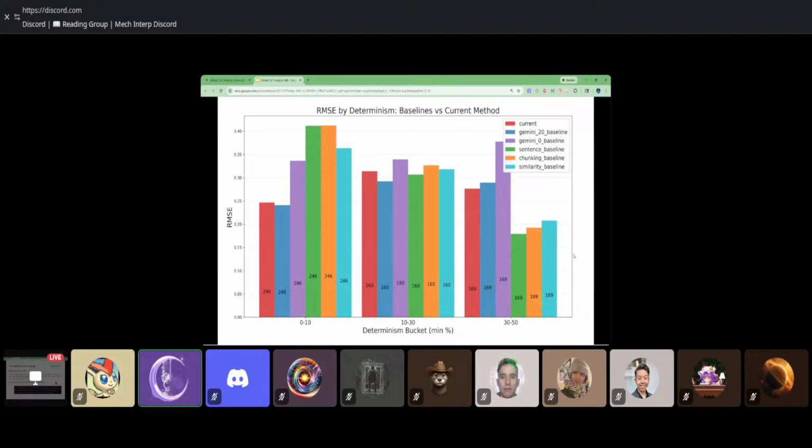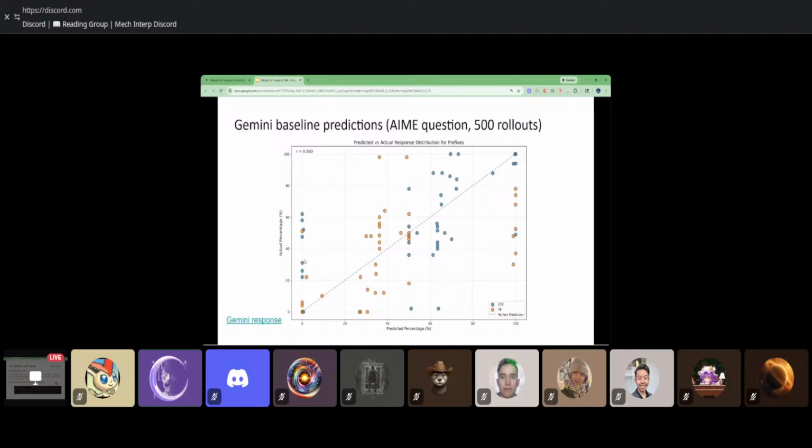We chose these prefixes randomly, basically by randomly choosing some length from our 1,000 chains of thought, and fixing a prefix of that length. And so some prefixes just have one or two sentences, and can basically go in many, many different directions, versus others are more deterministic. So one thing you might notice over here, 0 to 10 is our super deterministic prefixes, and on the left is RMSE. So if you look at our previous plots here, just root mean squared error between actual and predicted.